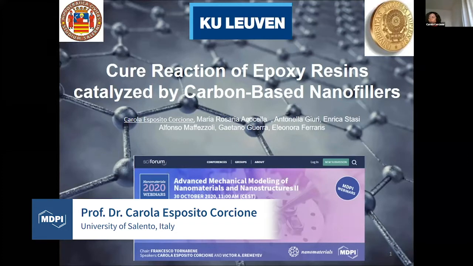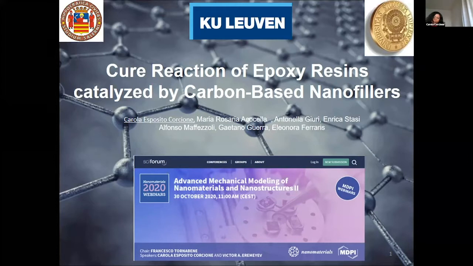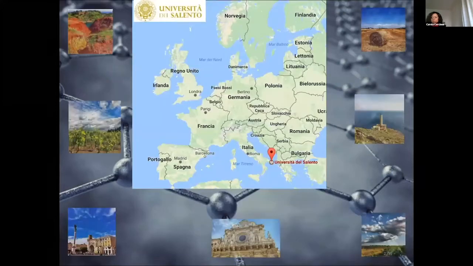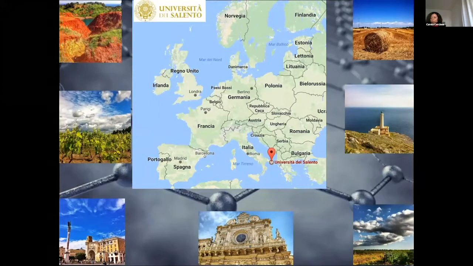I will present a joint work between the University of Salento, the University of Salerno, and the University of Leuven. At first, I would like to spend a few words to describe Salento, and in particular its university. The University of Salento is located in Lecce, the main town in Salento, in the southeast of Italy. And I am part of a research group that is focused on the rheological, thermal, and transfer properties of innovative materials.